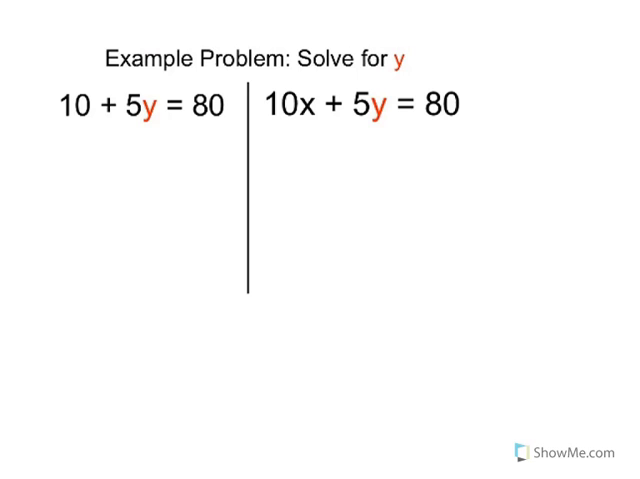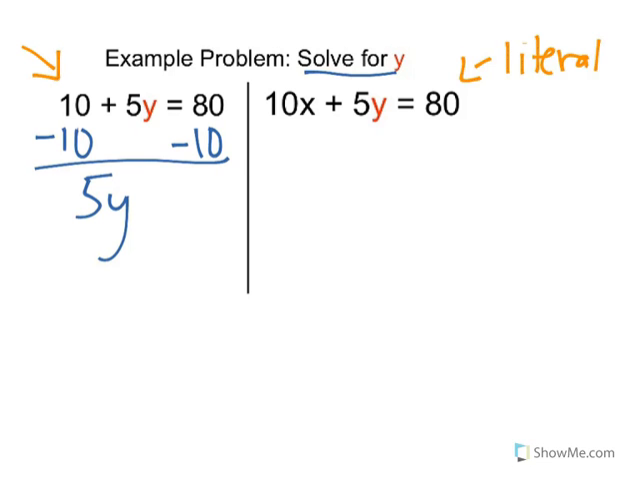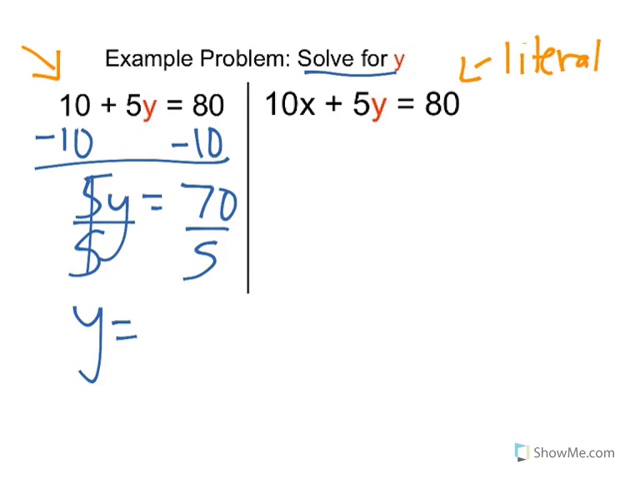So let's take a look at an example. On the left, this is just a regular equation because there's only one variable. On the right is a literal equation because there are two variables. You know how to solve the equation on the left. It's just a two-step equation. We're solving for y. So I'm going to start by subtracting 10 from both sides. And we have 5y is equal to 70. And then I'm going to divide both sides by 5. And we have y is equal to 14.